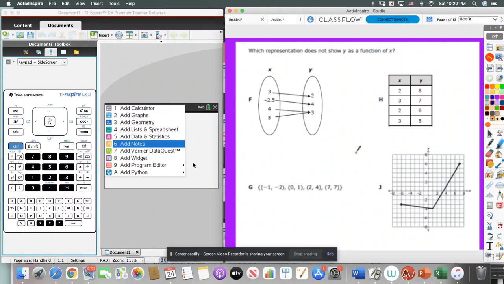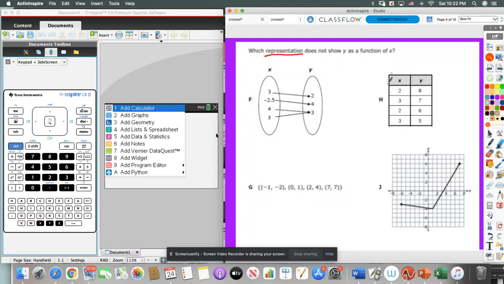We're on to example number 2. Notice I have my calculator out. I could need to use that at any time. Example 2 is very similar to example 1, except it says which representation, meaning we have different representations of the set of points.